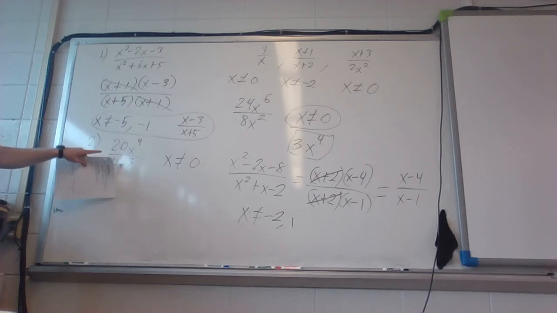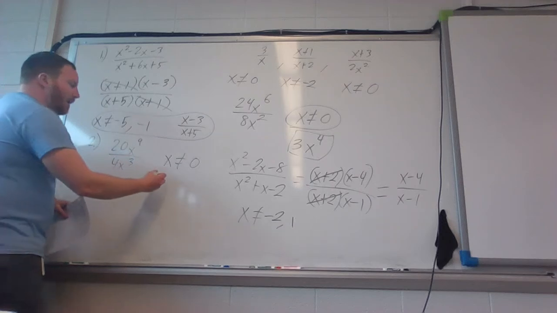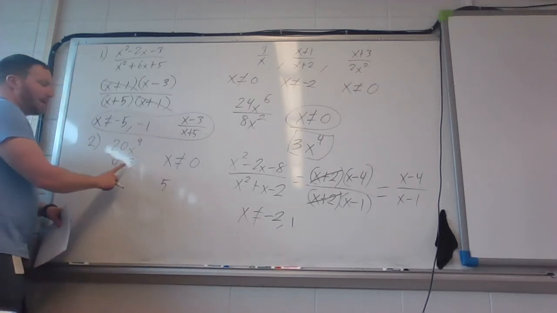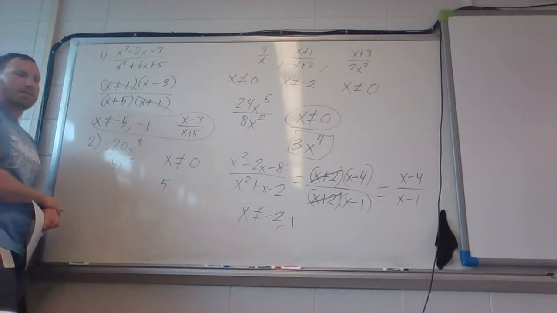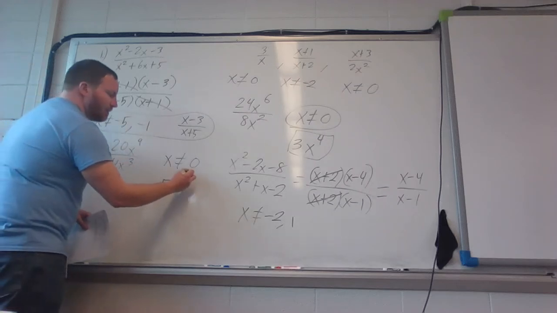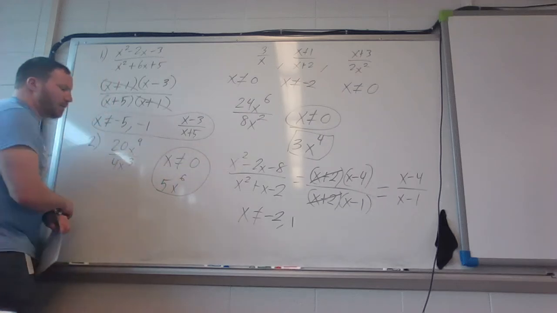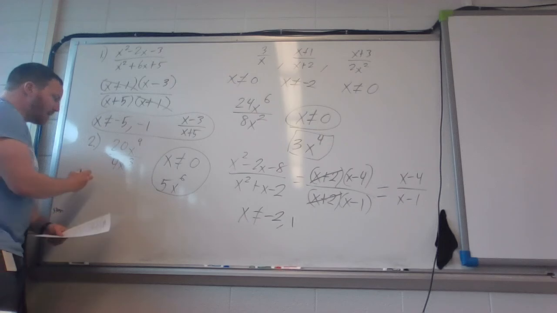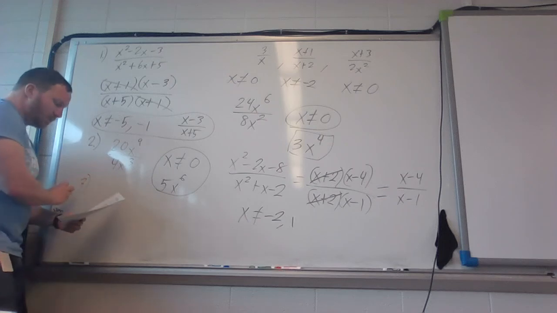What does this reduce down to? What's 20 divided by 4 get us? 5. What does x to the 9th divided by x cubed get us? X to the 6th. So there's our answer. And our last one for the notes.